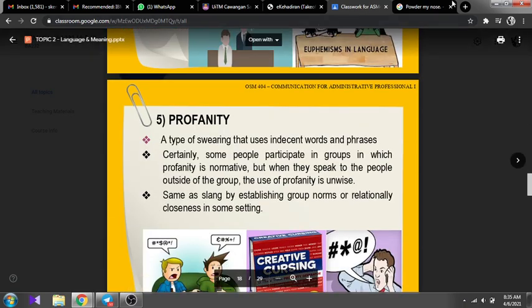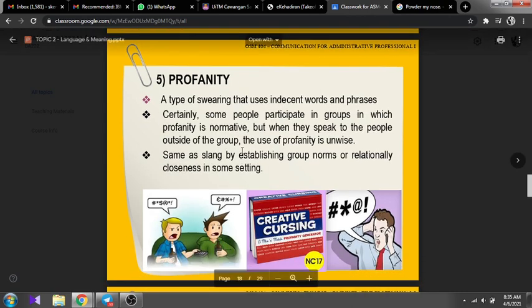Okay, profanity. A type of swearing that uses indecent words and phrases. Okay, certainly some people participate in a group in which profanity is normative, but when they speak to people outside of the group, using profanity is unwise. Same as slang, it is governed by established group norms or relational closeness in some settings. Profanity may be normal to your culture, or to the people around your area in your group, but when you talk to outsiders, they think it is rude, maybe unacceptable.